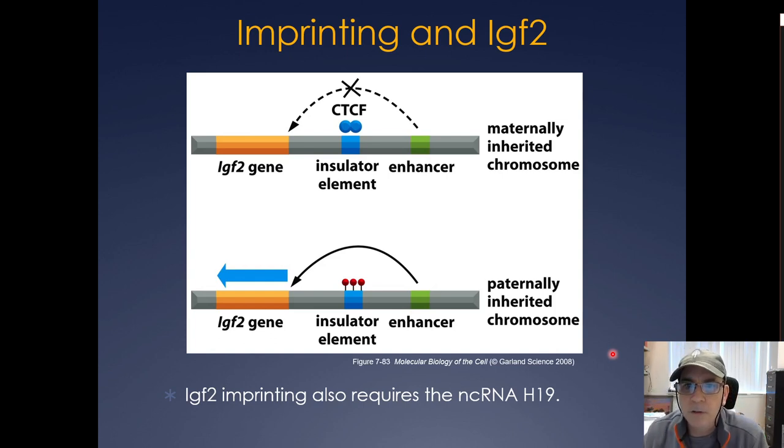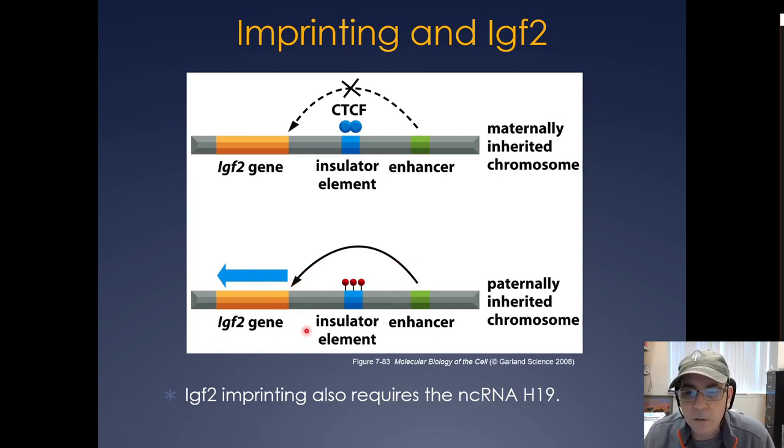And sort of the way it works is you have this protein called CTCF, okay? And that binds to an insulator element, okay? And if CTCF is bound there, what it's actually doing is creating a gene loop, or so it's believed. And this enhancer from the maternally inherited copy can't actually lead to expression of this IGF2 gene. Okay, now in the paternal copy of the gene, the insulator element's actually methylated, and that prevents CTCF from interacting with the insulator element, and the enhancer can then actually lead to activation of the IGF2 gene.